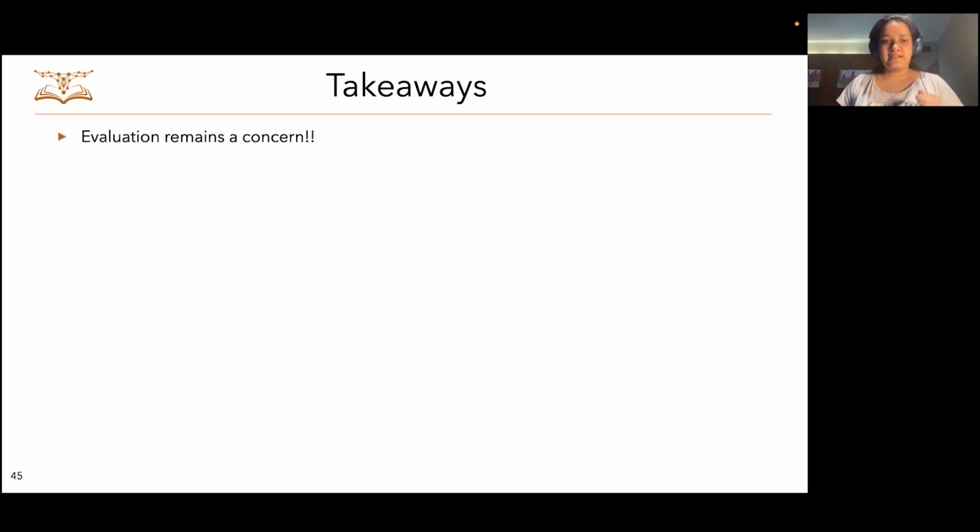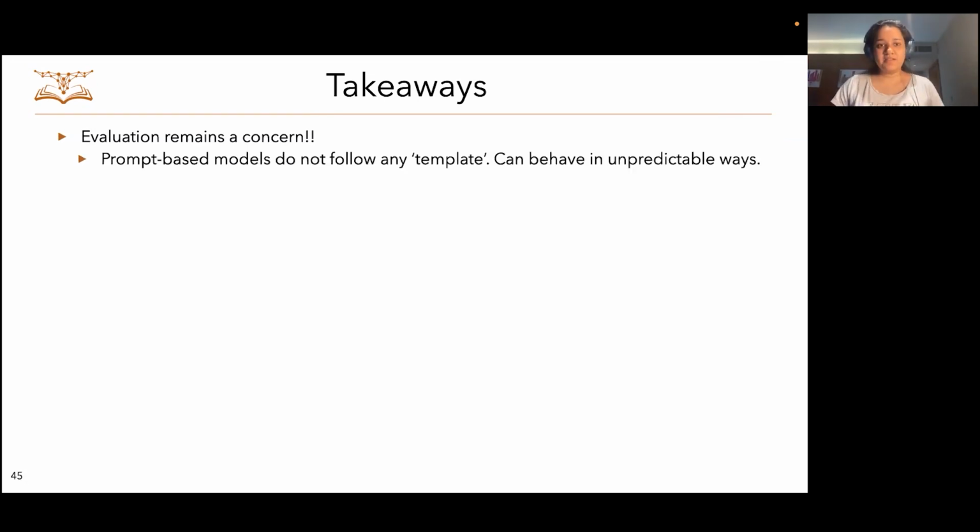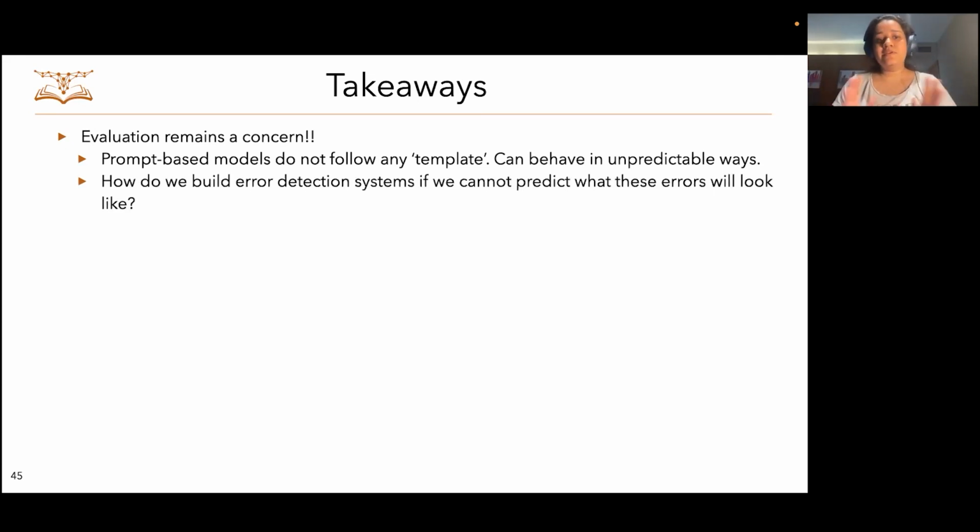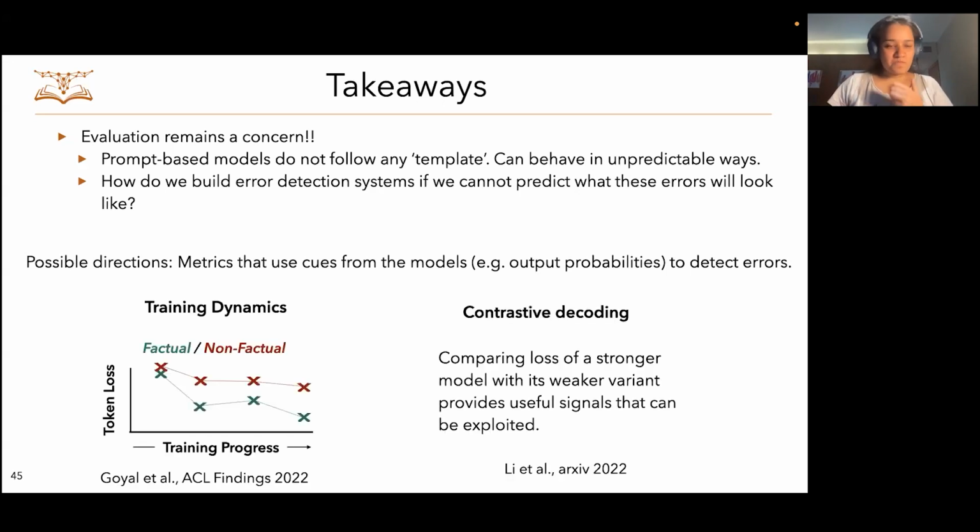And finally, the last thing that I want to say here is that evaluation remains a concern. Prompt-based models do not follow any template, so they can behave in unpredictable ways. And how do we build error detection systems if we cannot predict what those errors would look like? I've listed two ideas that I have that can possibly be used to address this problem. And I can talk about this more during the discussion section if people are interested.